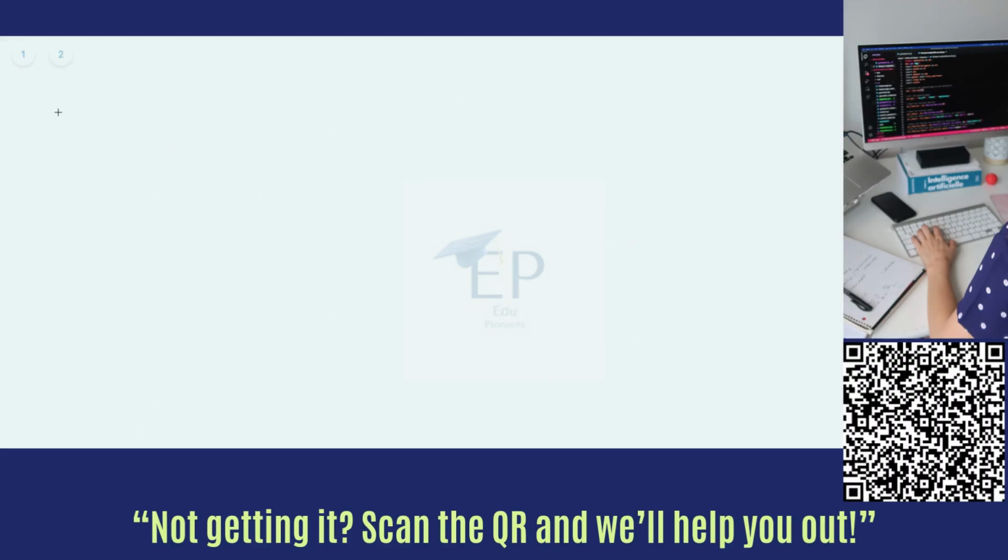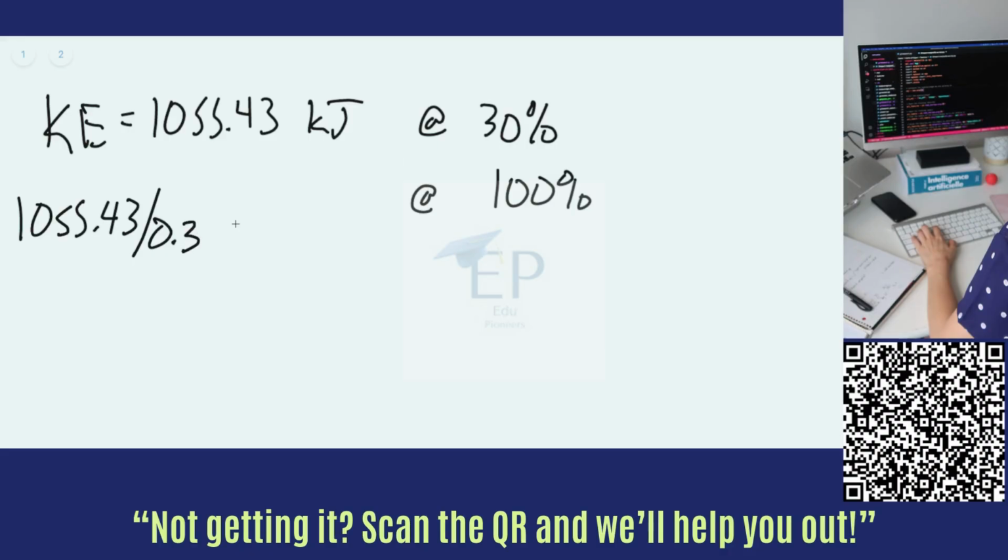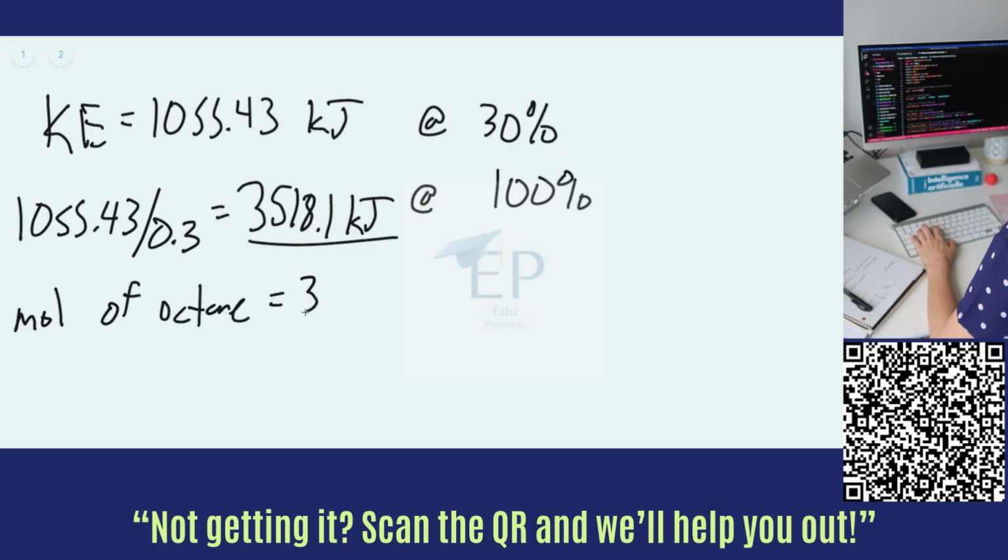And now we're told that this kinetic energy comes from 30% efficiency. So this is at 30%, and we want to find what it is at 100%. And so to do that, we'll take our kinetic energy and divide it by 0.3, that 30%, and that gives us the value at 100%, which is 3,518.1 kilojoules.